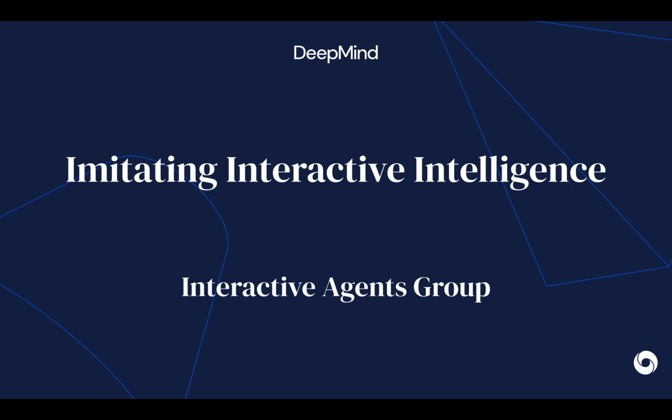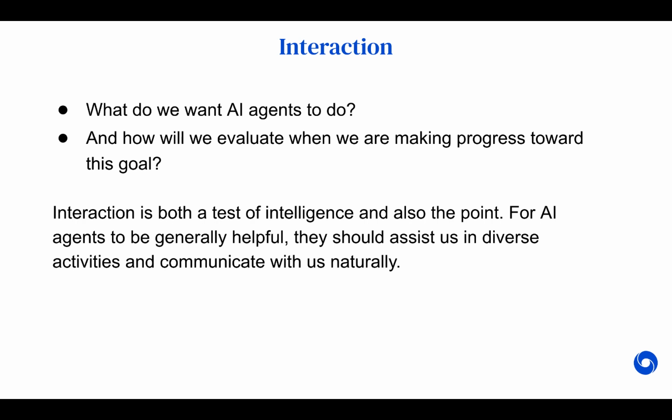Imitating Interactive Intelligence from the Interactive Agents Group. When we start artificial intelligence research, we have to ask, what do we want AI agents to do? And how will we evaluate when we're making progress towards this goal? For us, interaction is both a test of intelligence, but also the point.